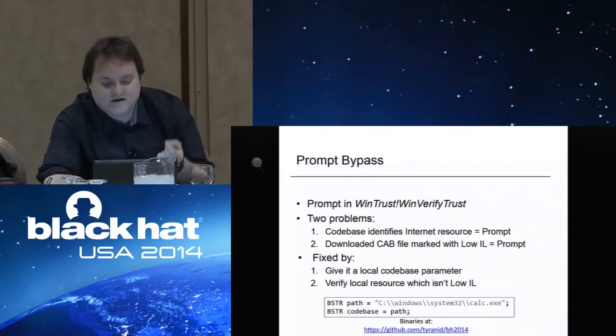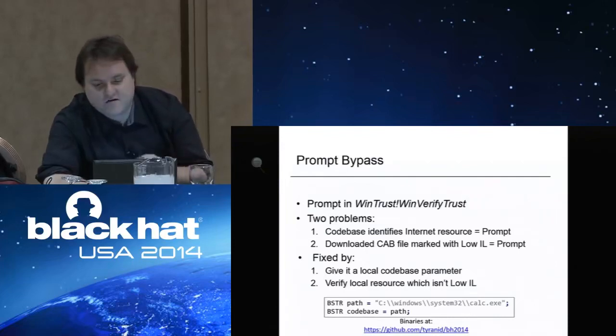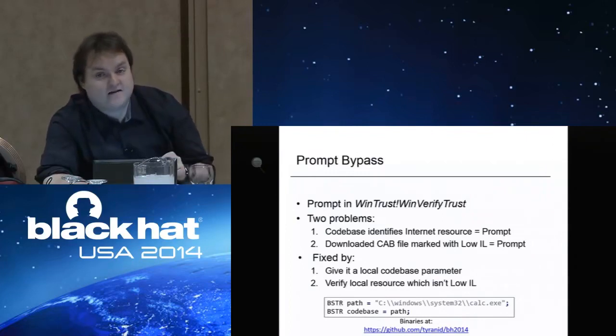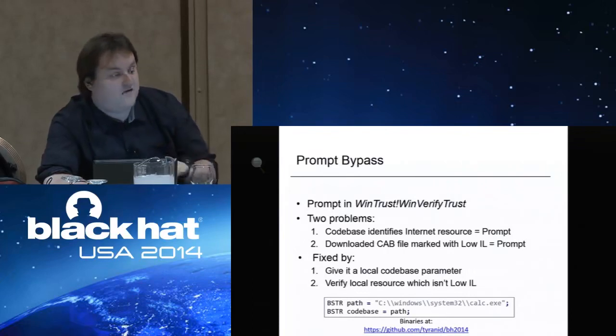And then secondly, was the cab file we downloaded for the ActiveX control marked with a low integrity? Whenever a low integrity process creates a file, it automatically gains that integrity level. So it can use this to determine whether a low privileged sandbox process has written this file, and therefore it shouldn't be trusted and will prompt on it.